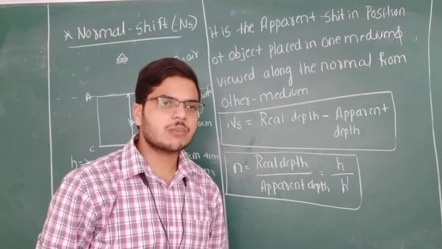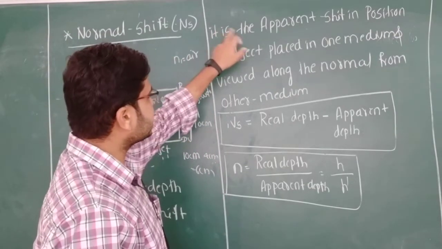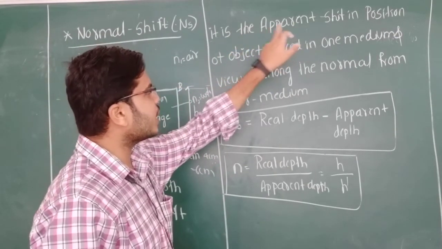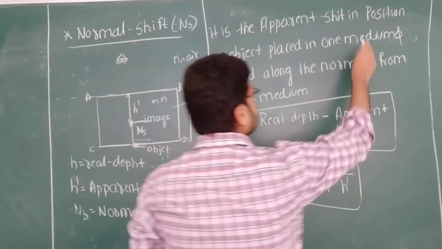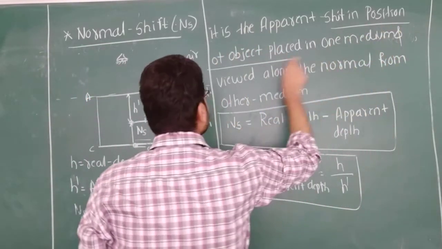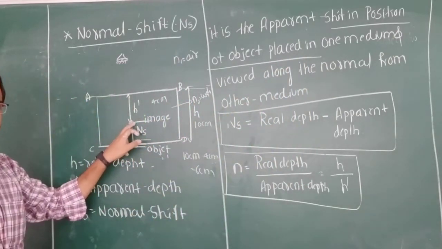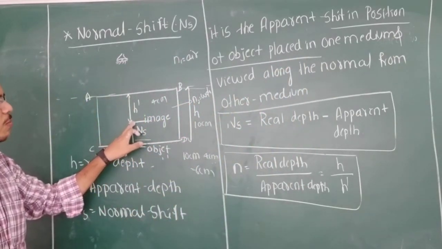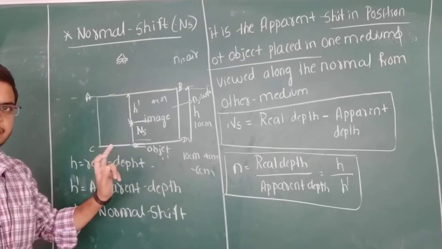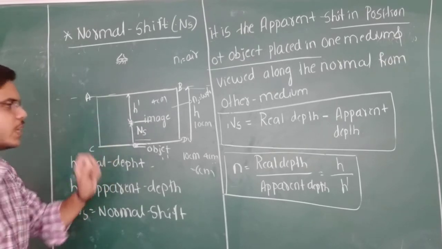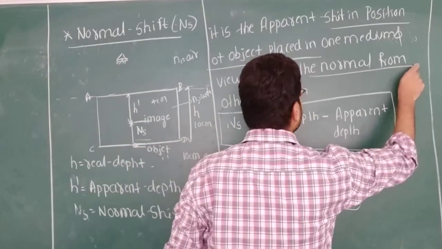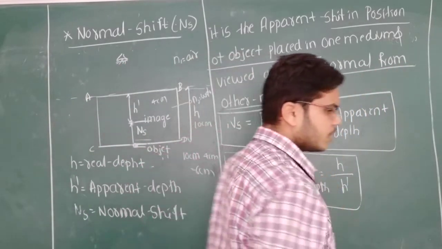Now how do we define normal shift? It is the apparent shift in the position of the object. This is the apparent change in the position of the object in one medium and viewed along the normal from the other medium.